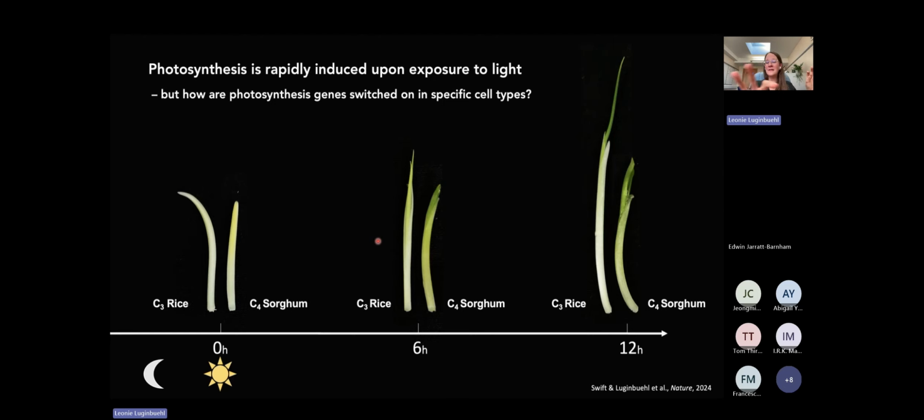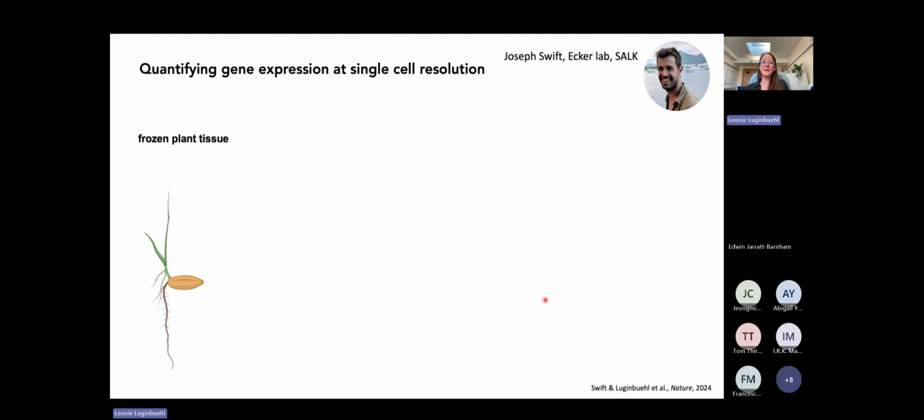So we decided to use this system looking at dark-grown and light-grown plants and try and understand how photosynthesis gene expression is regulated in each cell type to really get to these differences. And for that, we used a technique called single-cell sequencing. So we quantified gene expression at single-cell resolution.